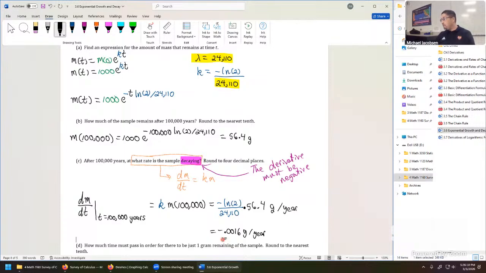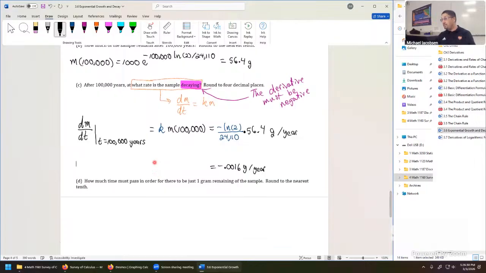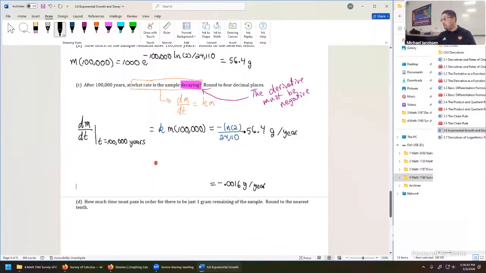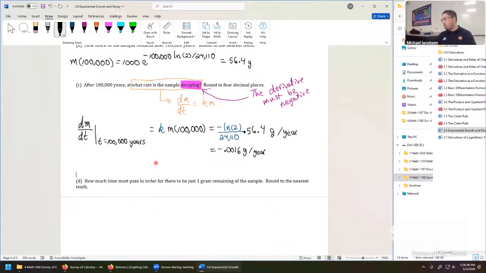Okay, well, this is another interesting kind of calculator question. We want to know, if there's 56.4 grams in 100,000 years, how long will it take us to go from 1,000 grams to just 1? That's another equation-solving kind of problem. Here's what the algebra would look like on this one. Let me bring that back to where it was.